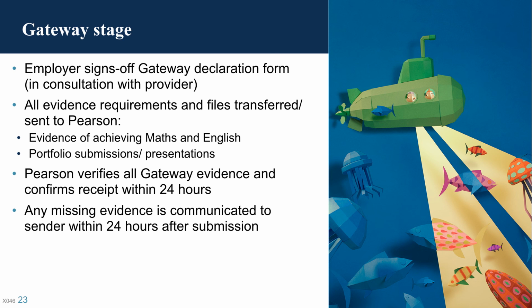Pearson, once they have received all that evidence at the gateway stage, will confirm receipt within 24 hours of having received the documents for the apprentice. And if there is anything missing in terms of the evidence that we need from the employer or the apprentice, then we will communicate that within 24 hours of submitting those evidence documents.